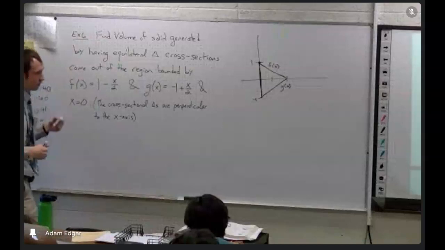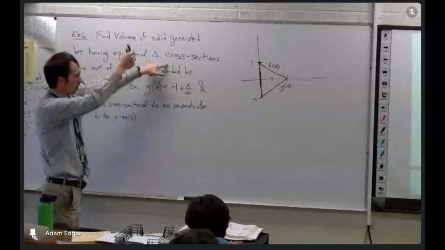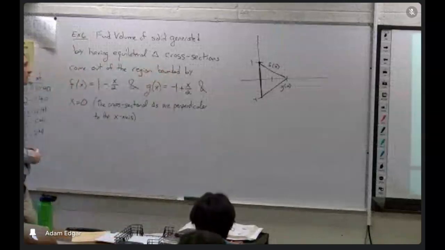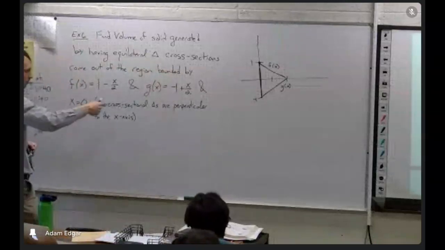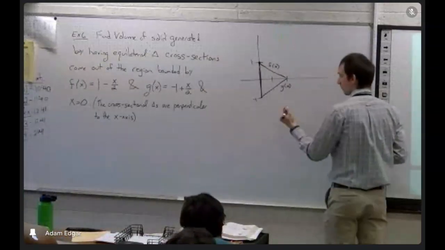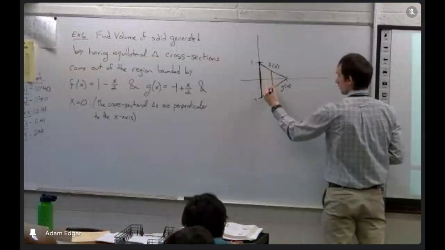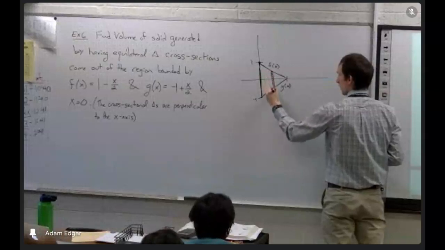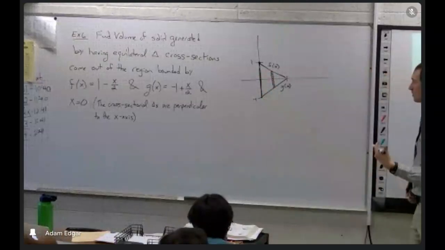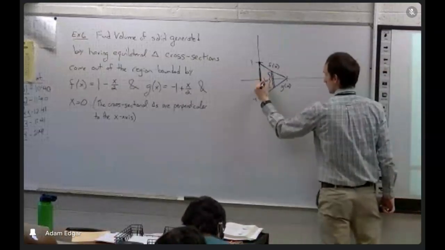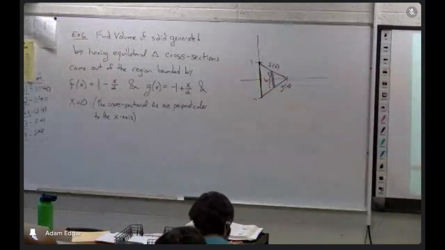So what I'm going to do here is draw the base of that triangle that lies in the plane on the graph, and the bases of these triangles are going to be perpendicular to the x-axis. So this is what I'll call my representative rectangle. The width of that is dx, and that's the base of my triangle. So that's one of the three sides of your equilateral triangle.